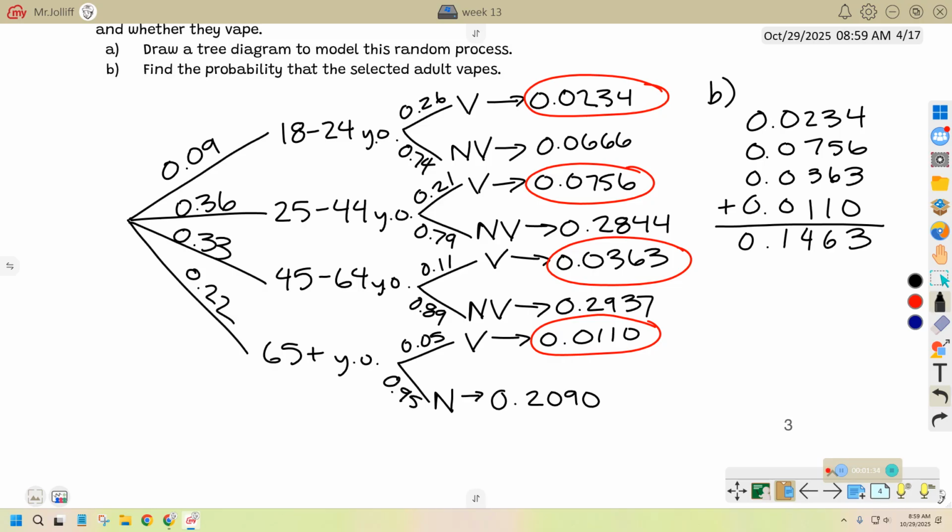Please check that I did my math correctly. Pretty sure I added that correctly. I see some nodding. So we know that P of vapes is about 14%, 0.1463.